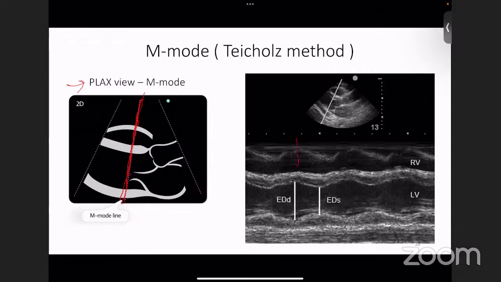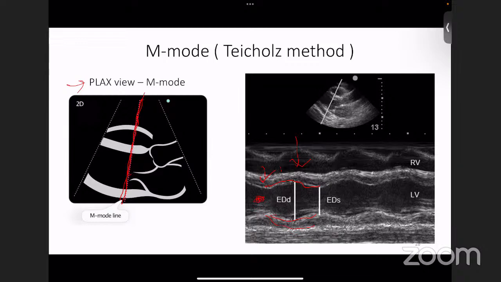So this will be the RV, this will be the interventricular septum, this is the LV, and this is the posterior wall. Once you freeze that, you have to take the diameter at end diastole. So this is the end diastole. You take the internal diameter of the LV at end diastole and the internal diameter at end systole.